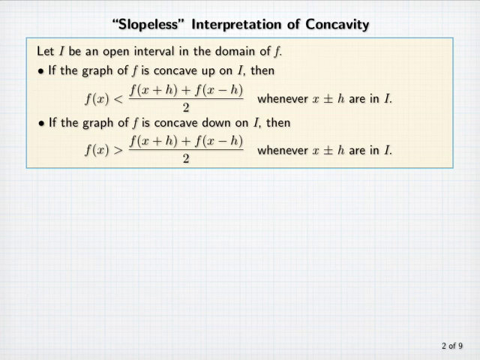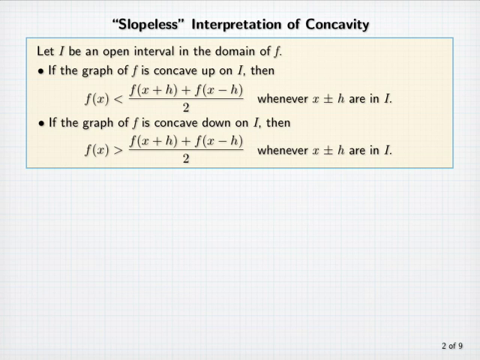This basically says that if the graph is concave up, given a closed subinterval of I, the value of f at the midpoint is always less than the average of the endpoint values of f. And when the graph is concave down, the value of f at the midpoint is always greater than the average of the endpoint values. This has a simple geometric interpretation.